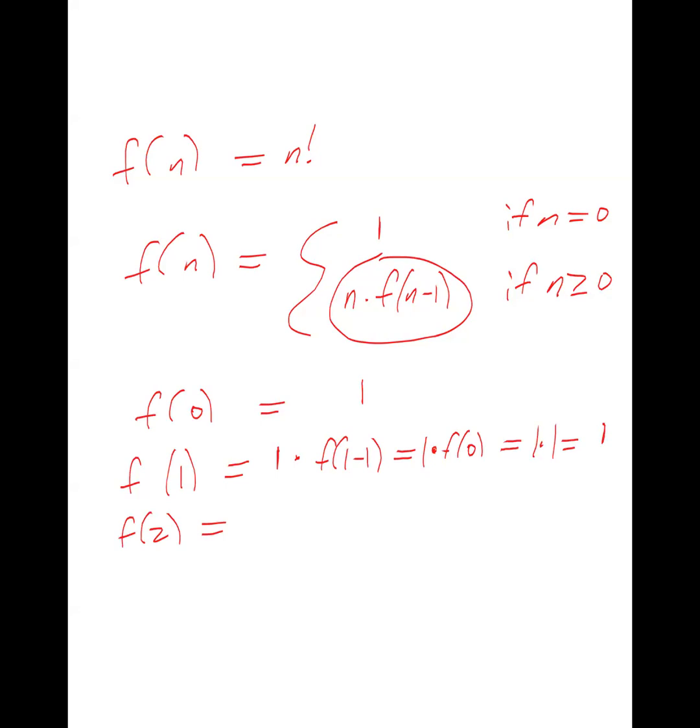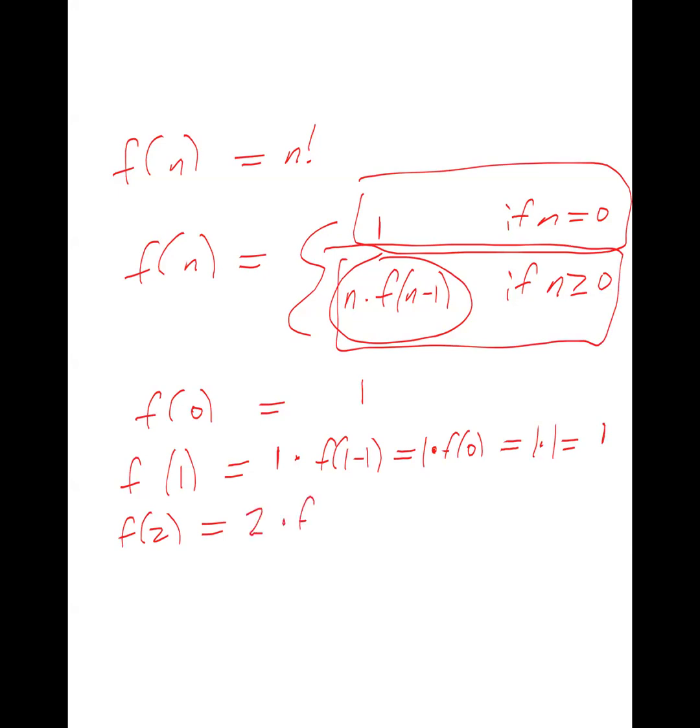Which of these two formulas would we use? The top formula or the bottom formula? Right, because we're plugging in n of 2, which is bigger than or equal to 0. So f of 2 would equal n times f of n minus 1. So it would equal, what is 2 minus 1? So it would equal 2 times f of 1.